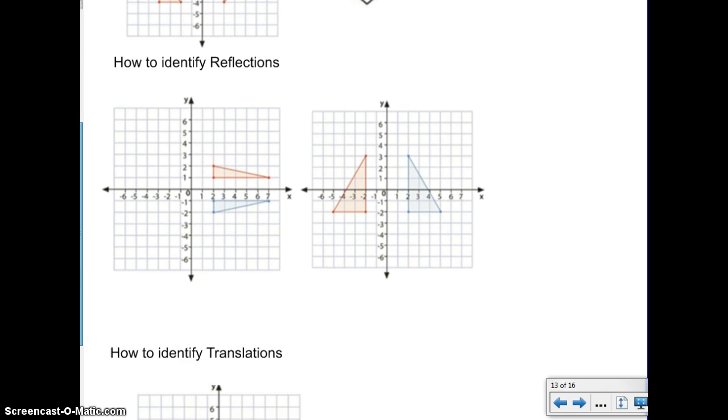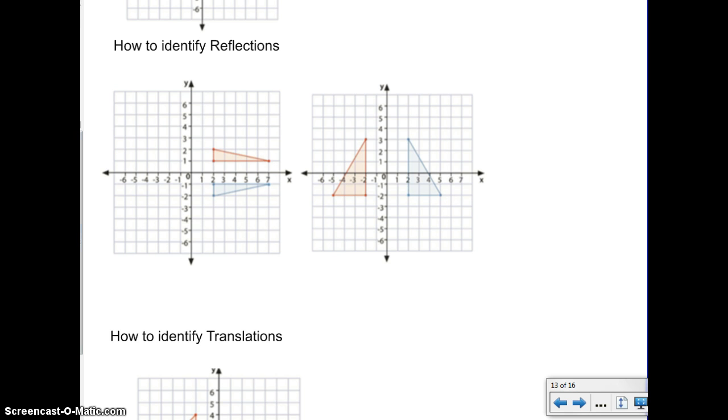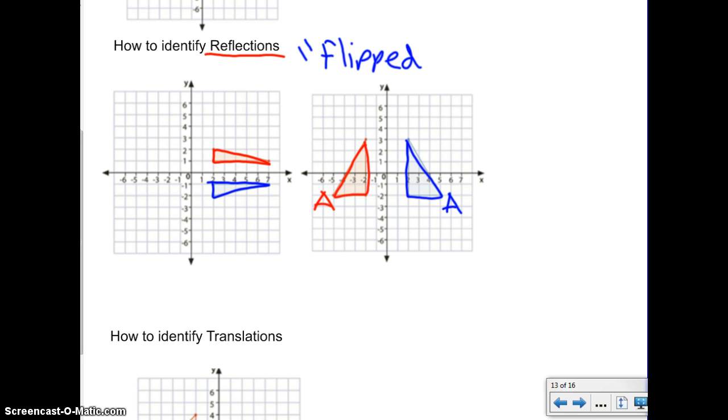How to identify a reflection? I feel like most of you get this, but just to show you again, a reflection in some line is like looking in the mirror, right? It flips over, and now it's right here. So it flips over some line. So here, we call this A. You see how now A is over here. So for a reflection, all I want you to do is think of flipped. If something's reflected, that means it gets flipped. I think reflection is one that most of you get pretty well.